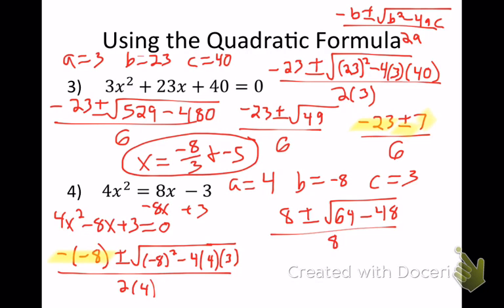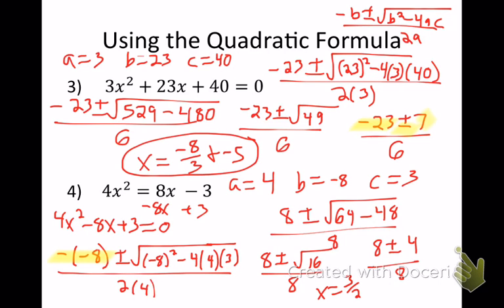Then I simplify further. So I have 8 plus or minus the square root of 64 minus 48, which is 16, over 8. What's the square root of 16? 4. So I have 8 plus or minus 4 over 8. Awesome. Now I simplify down. What's 8 plus 4? 12. 12 over 8 simplifies to 6 over 4, which is actually just 3 over 2.